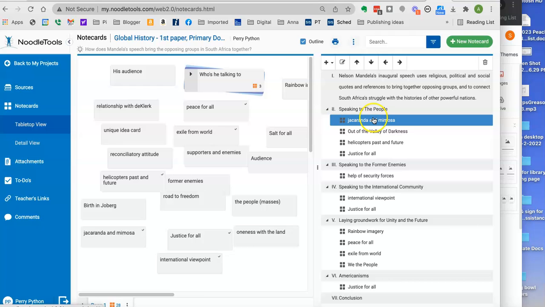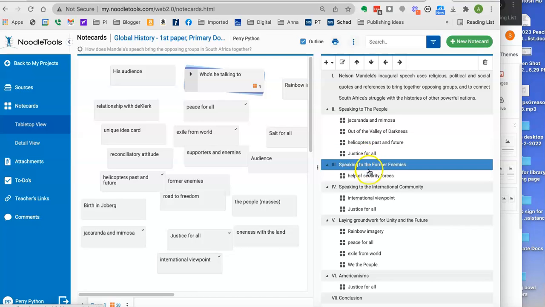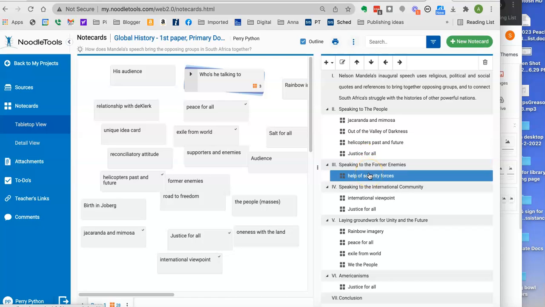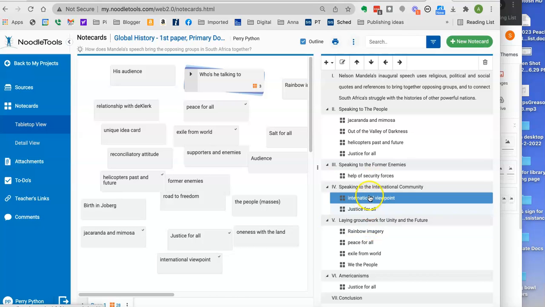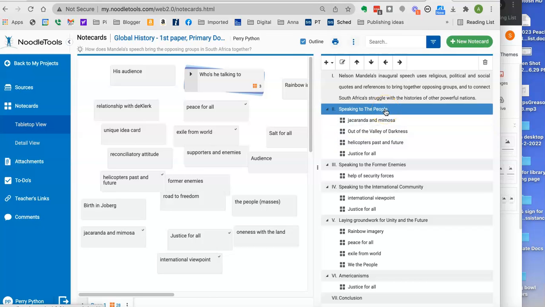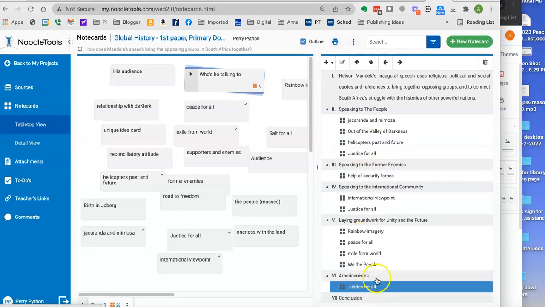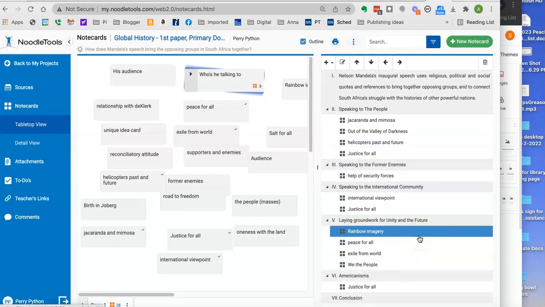He uses this imagery in his inaugural speech, speaking to the South African people. He uses this imagery, and I can remember what it says, in this topic. He uses this information in all these other topics, and it gives an idea of the evidence I'm using to build my argument and the structure of my paper.